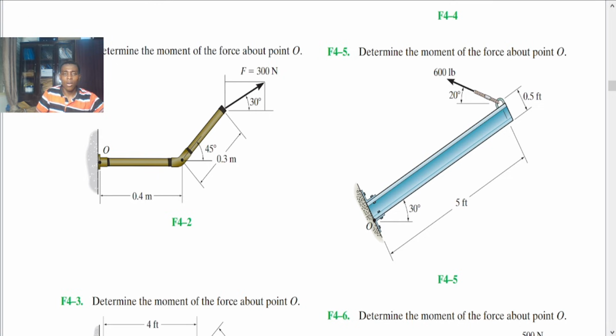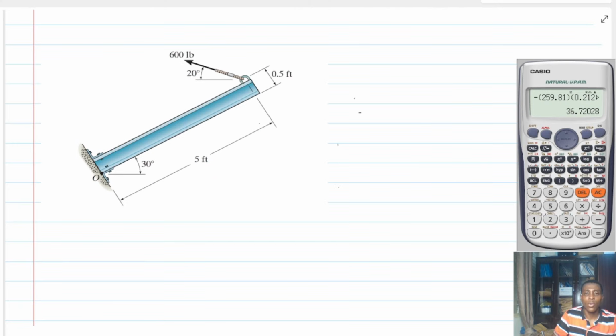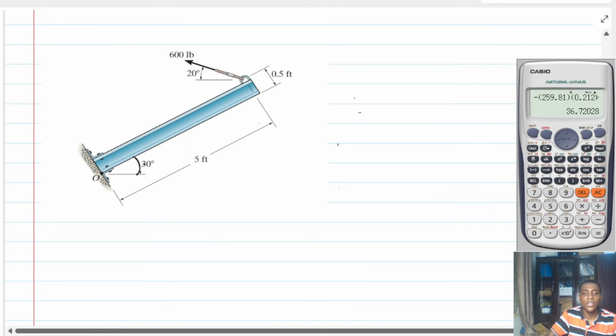Okay, so there we are with the problem. I want us to look at problem 4-5. All right, so how can I solve this problem? The easiest way to solve this problem is to consider, so if this is 30 degrees, we can also say that this is also 30 degrees, alternate angles.